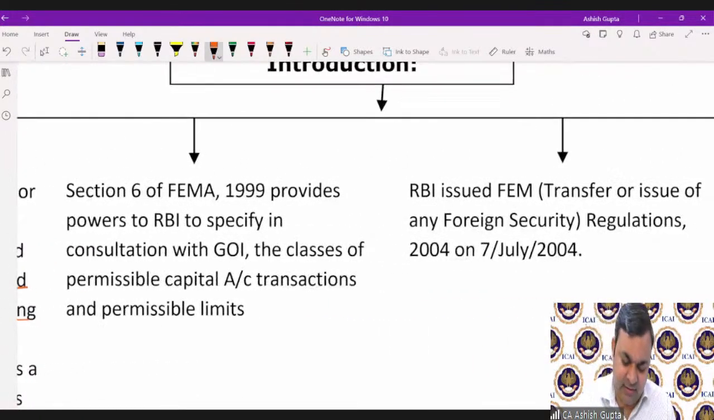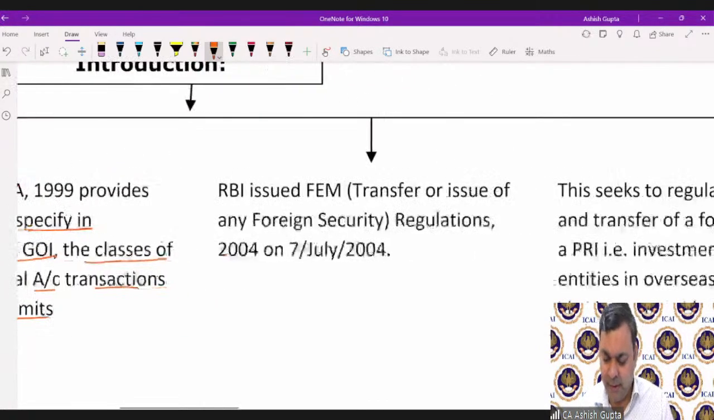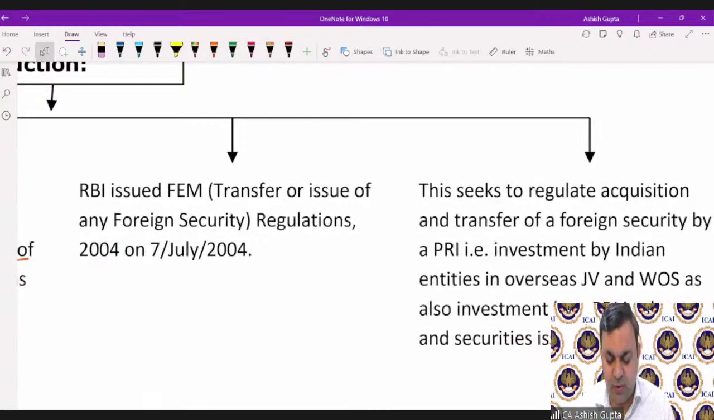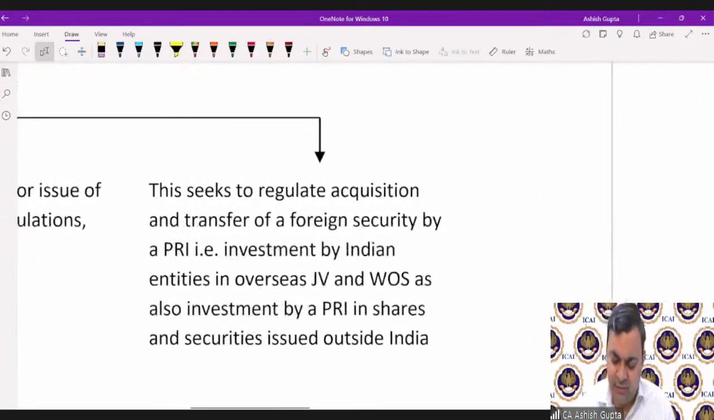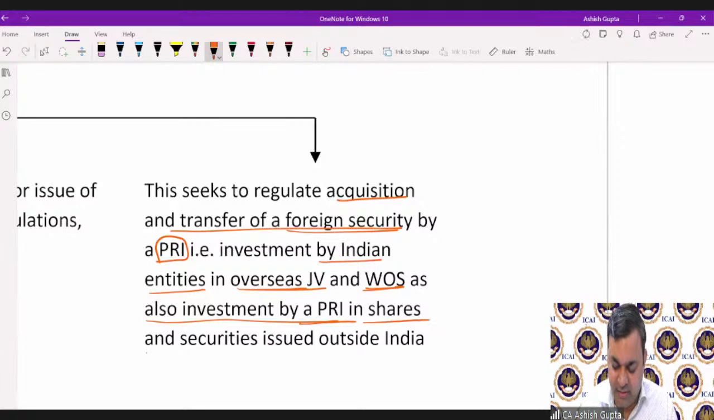Section 6, that is called capital account transaction, provides power to RBI to specify, in consultation with GOI, the classes of permissible capital account transactions and permissible limits. RBI issued the Foreign Exchange Transfer or Issue of Any Foreign Security Regulation. This seeks to regulate acquisition or transfer of foreign security by a PRI. PRI means person resident in India. That is, investment by Indian entities in overseas joint ventures and wholly owned subsidiaries are also investment by a PRI in shares and securities issued outside India.